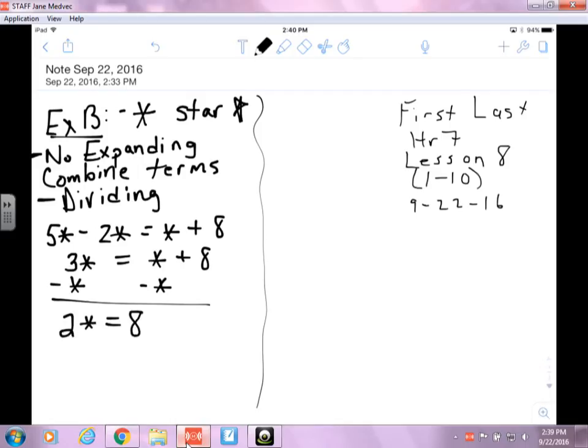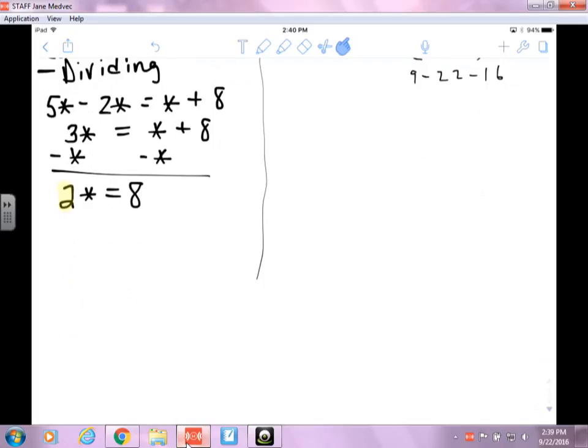Now, do you notice that there is a number in front of that star? Do you see that? Whenever you have a number in front of that star other than 1, you're going to have to do something with it. Now, what operation is between the 2 and the star? Multiplication. And how do we undo it? Division. Now, watch for just a minute.